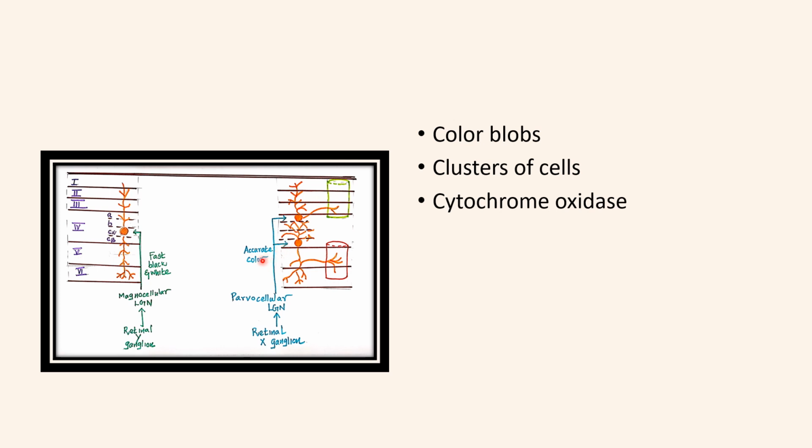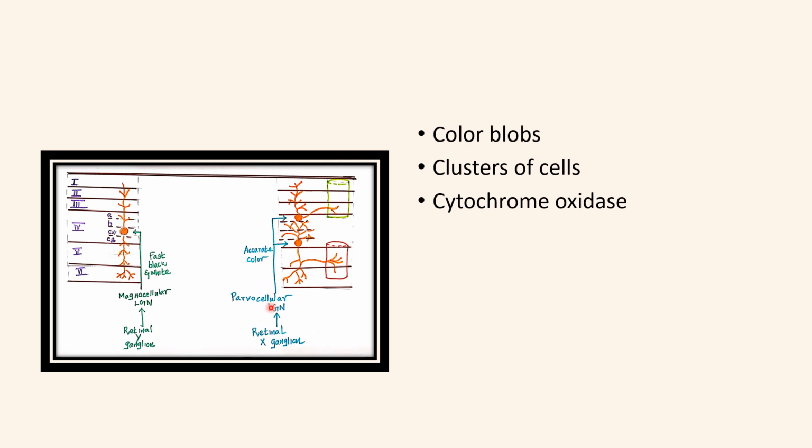From layer 4, impulses also terminate in the superficial layers 2 and 3. These contain clusters of cells called color blobs. They contain a large amount of the mitochondrial enzyme cytochrome oxidase. It is important for color vision and accurate point-to-point recognition of objects.